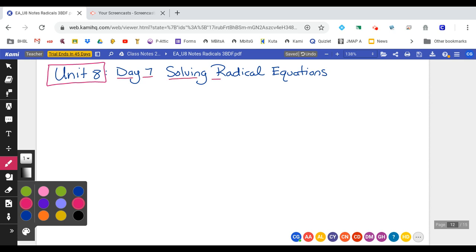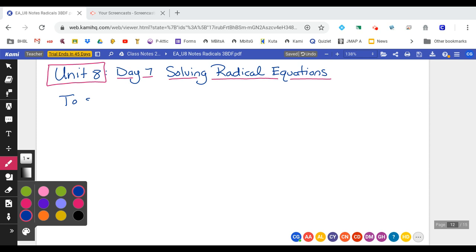And today what we're going to do is solve radical equations. Since we're solving equations, we have to make sure that we check all of our answers to make sure that they work, because remember, we can't take square roots of negative numbers. So what we need to do to solve these equations is a couple of things. We're going to talk about the notes and we'll do an example at the same time.